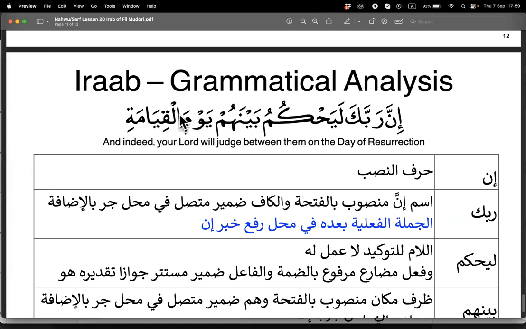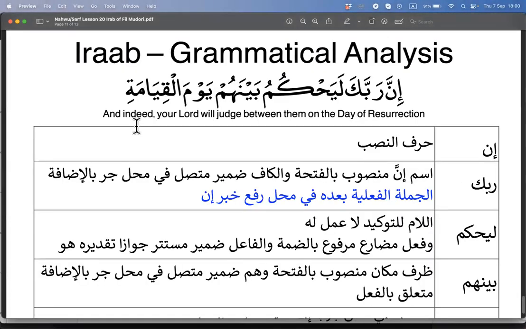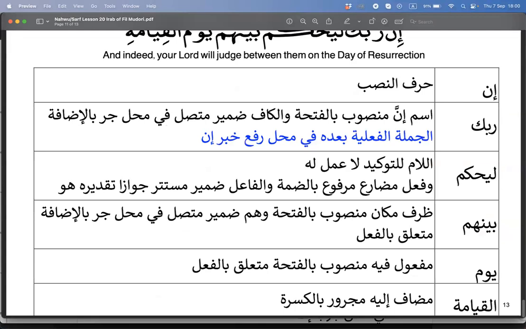And then yaumal qiyamati, this al qiyamati is mudhaf ilaihi. Yes, exactly. So majrur bil kasrah. Clear? Inshallah. Yes, so indeed, your Lord will judge between them on the day of resurrection. Yes, we finished this one.